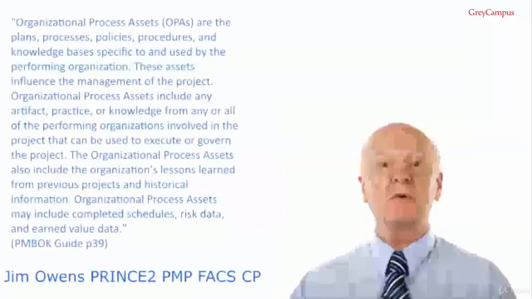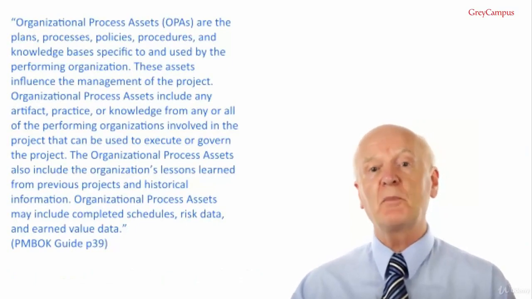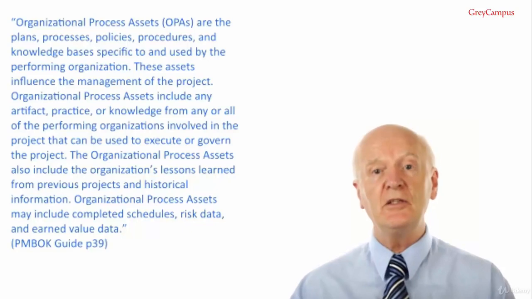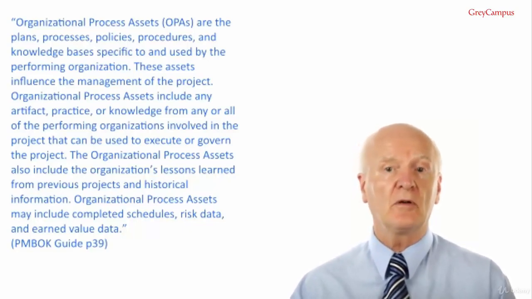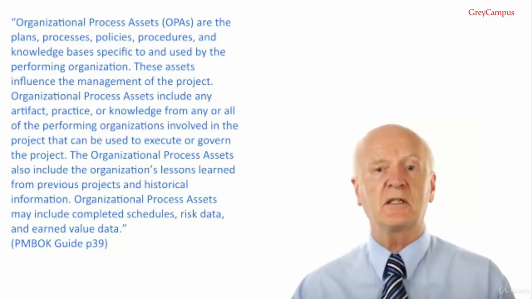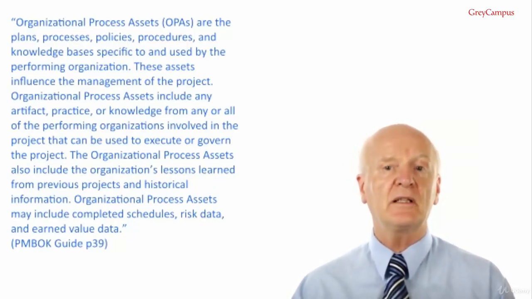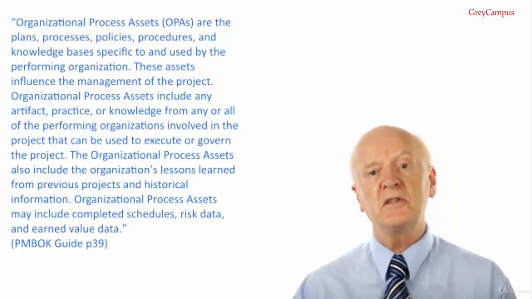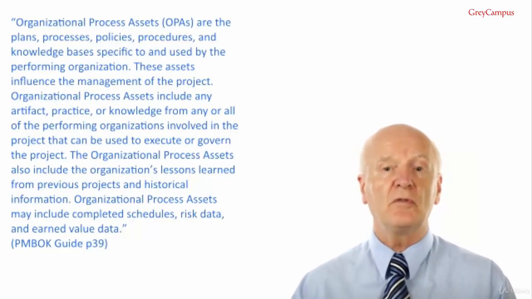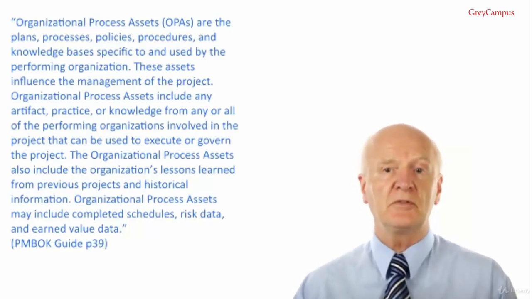2.2 Organisational Process Assets, OPA. These are the plans, processes, policies, procedures and knowledge bases specific to and used by the performing organisation. These assets influence the management of the project. Organisational process assets include any artefact, practice or knowledge from any or all of the performing organisations involved in the project that can be used to execute or govern the project.